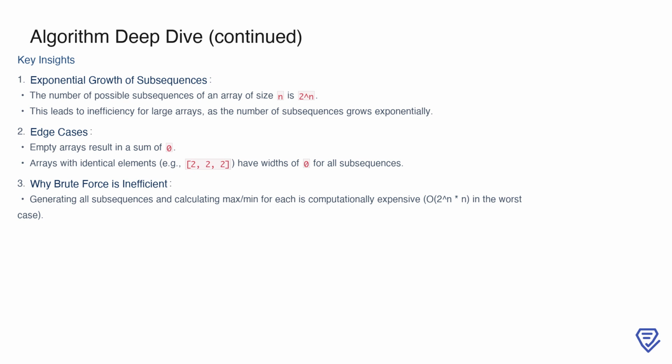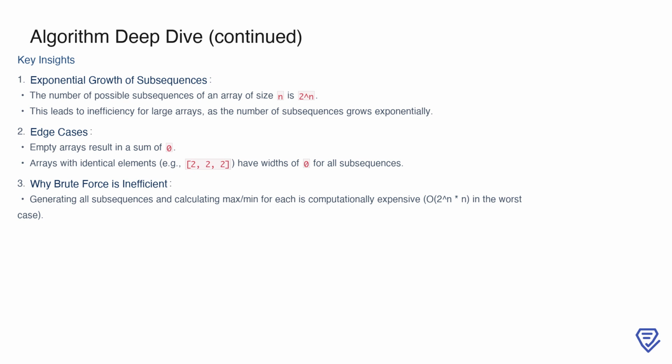For small arrays, this may not be an issue, but for larger arrays, the computational cost becomes prohibitive. Additionally, there are edge cases to consider. For instance, an empty array results in a total width of 0 since there are no subsequences to process. Similarly, arrays with all identical elements, such as 2, 2, 2, will have widths of 0 for all subsequences because the maximum and minimum values are always the same.